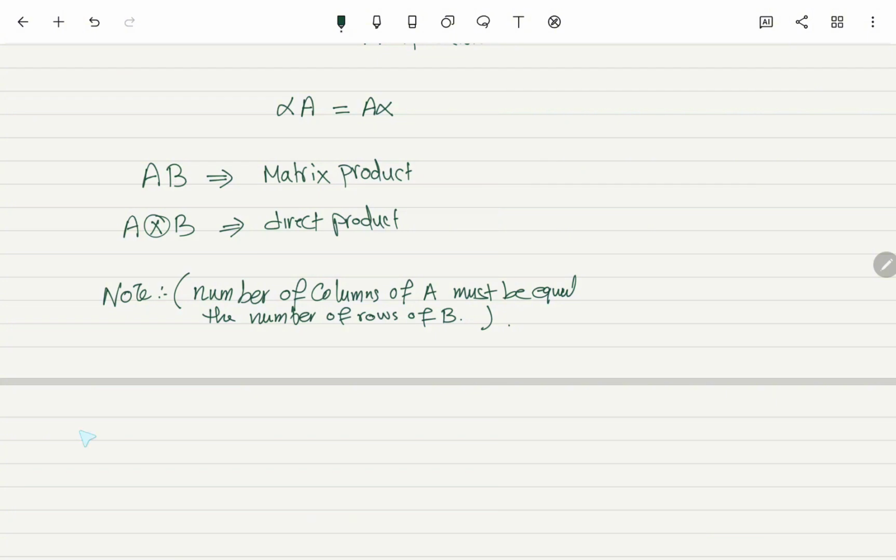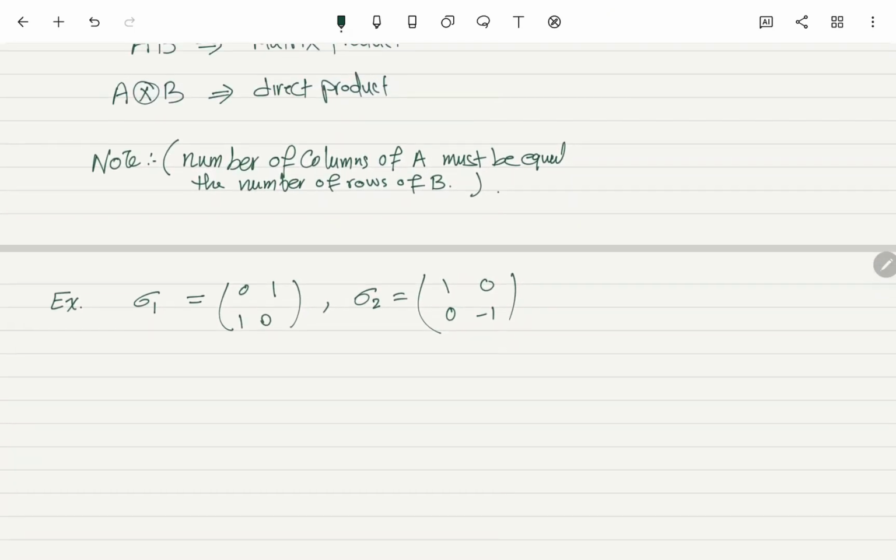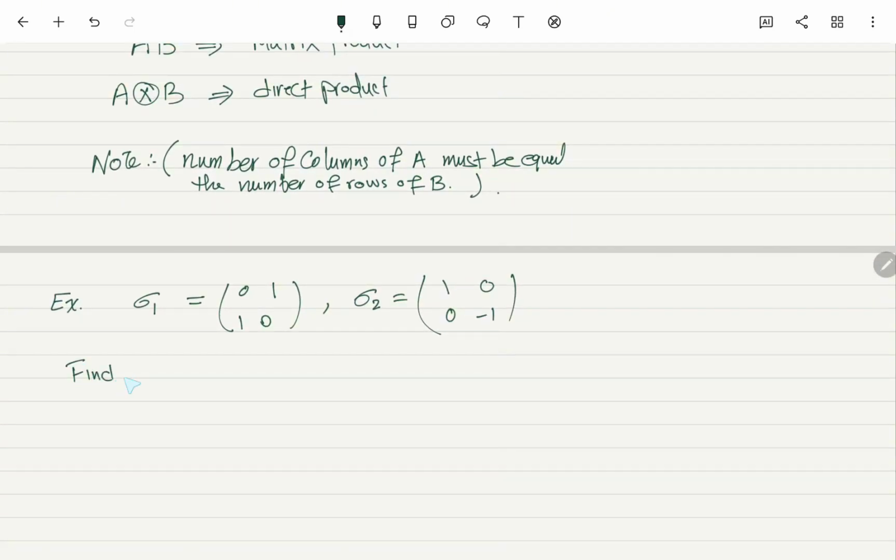Let's have an example. If sigma 1 is defined as 0, 1, 1, 0, and sigma 2 is defined as 1, 0, 0, minus 1, question, find sigma 1 sigma 2. Remember, this product is called matrix product.